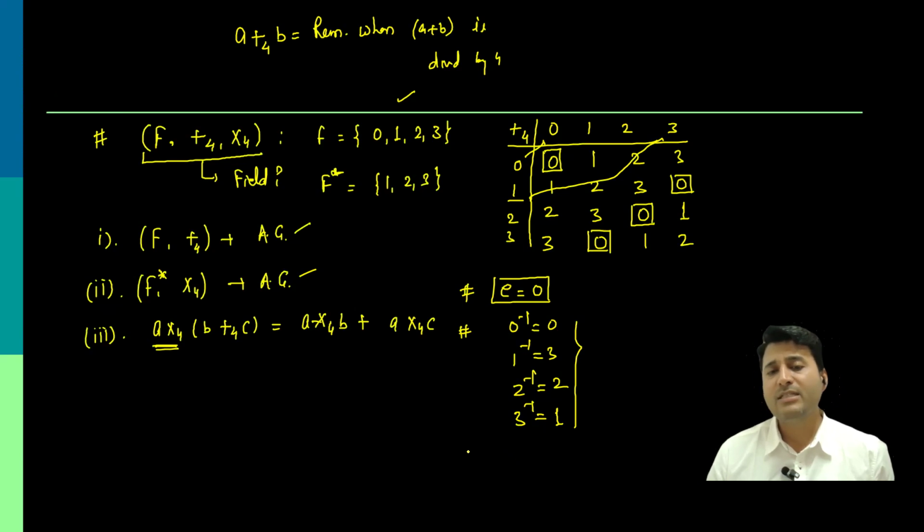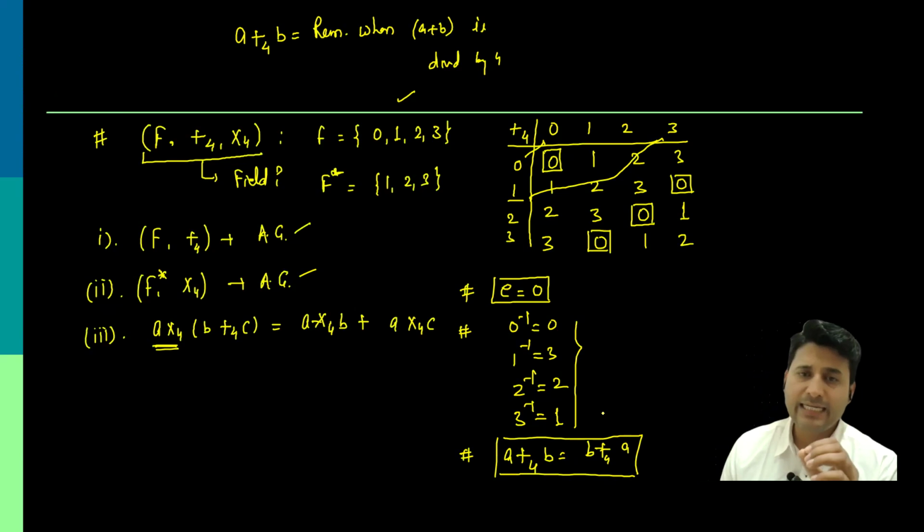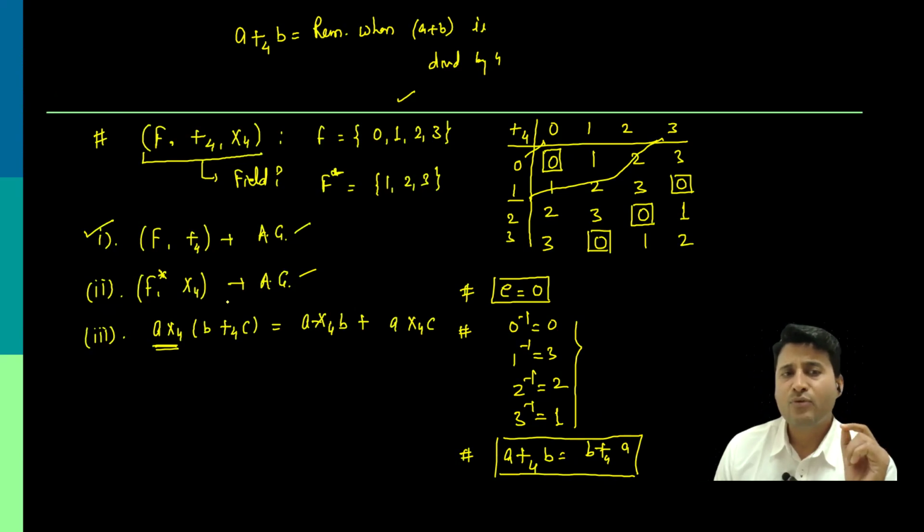Then after inverse, commutative: yes, we know that addition mod 4 is commutative. That means for every a and b, a plus-4 b and b plus-4 a are the same. So by using the Cayley table, I proved all the 5 properties. Hence, I can say plus 4 is an abelian group.